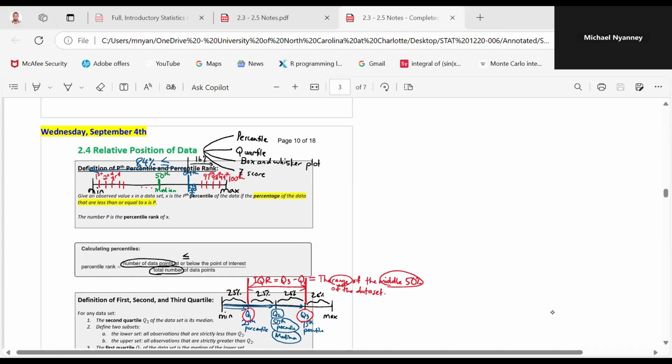Okay, so now we're on section 2.4, that is the relative position of data. So there are ways of determining the relative position of the data. So we have the percentile, we have the quartile, the box plot, and the z-score. So we are going to go through this process. Okay, so the first is the percentile.